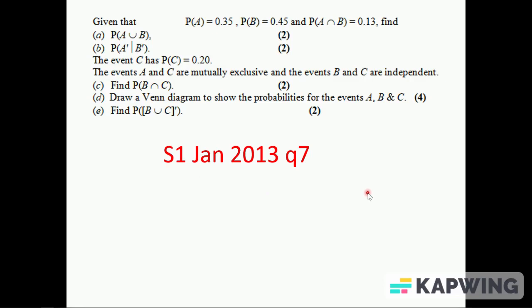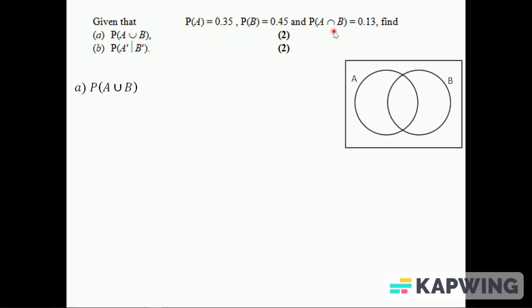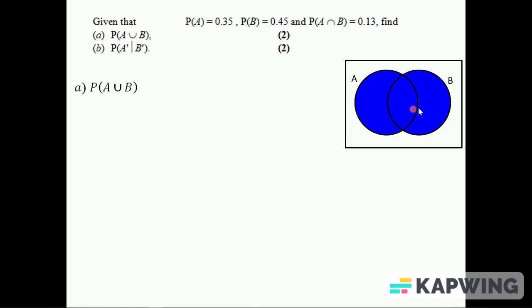Right, so S1 paper, Jan 2013, the old specification, question 7, last question on the paper, a bit of probability, lots of information here, and a few things to find out. So we've got to find the probability of A union B. We're given A and B and the intersection. So A union B is A or B and both, of course.